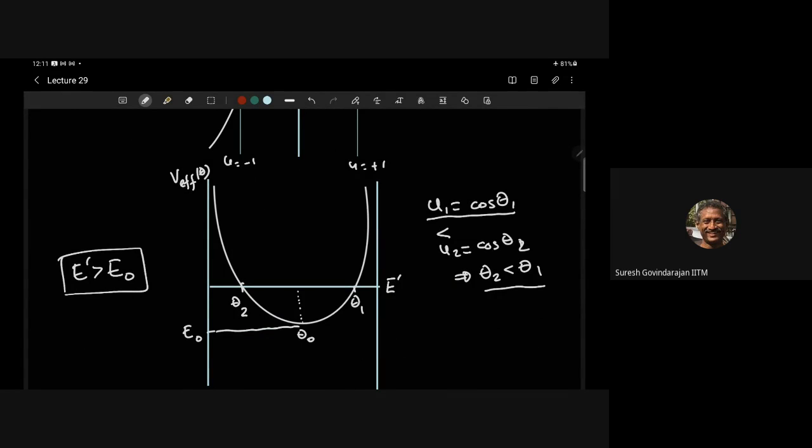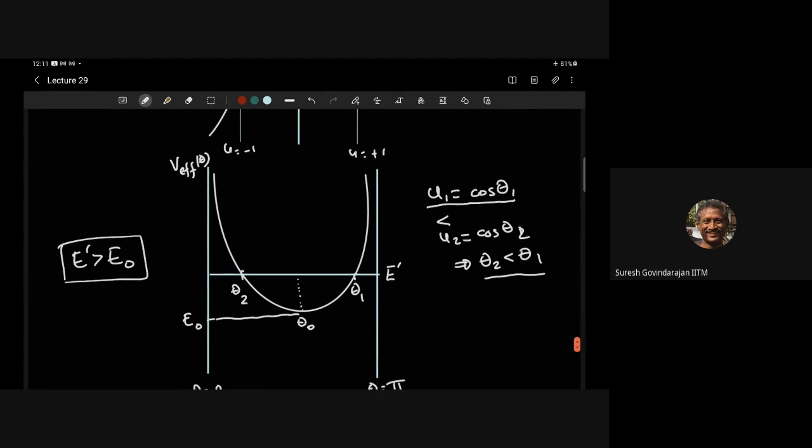The interesting thing in this picture is that there is a particular value of E prime, which is E naught, where this is theta naught. So E prime must necessarily be greater than or equal to E naught. This is a condition. What is E naught? To compute that is a pain, but it's okay. Maybe we will discuss it. But is this clear?